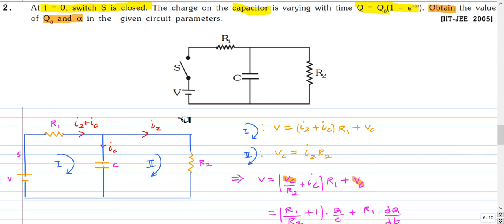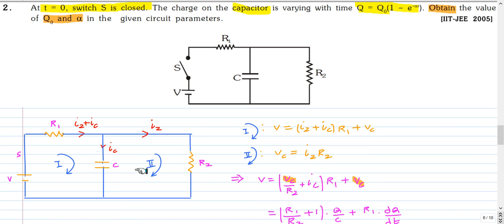So when the switch S is closed, the circuit will look like this. Let the branch currents be I2 in this resistance R2 and IC in the capacitor. So the current in R1 will be I2 plus IC, that is by applying KCL at this node. Now there are two loops here, 1 and 2. We can apply KVL in these two loops.